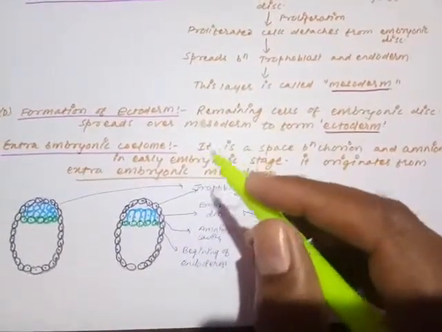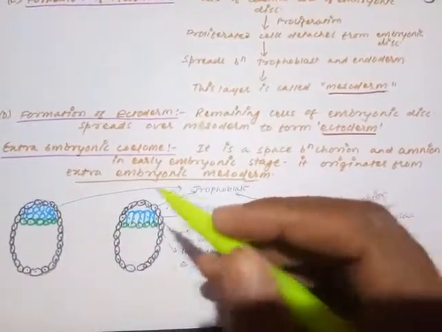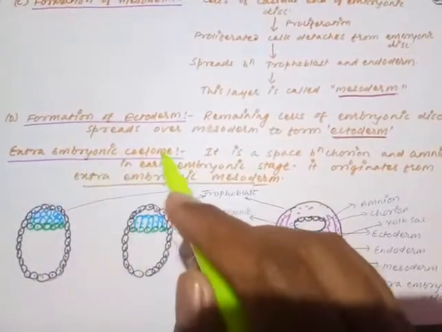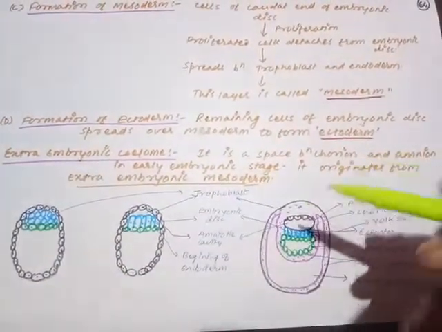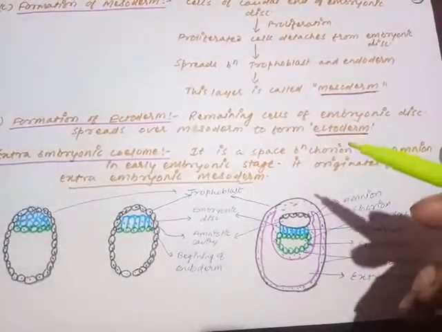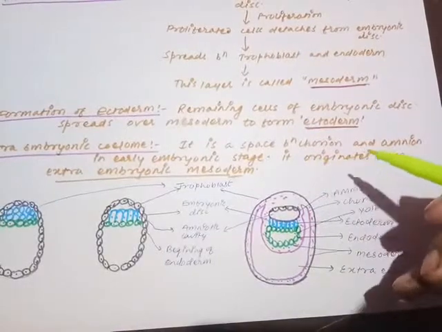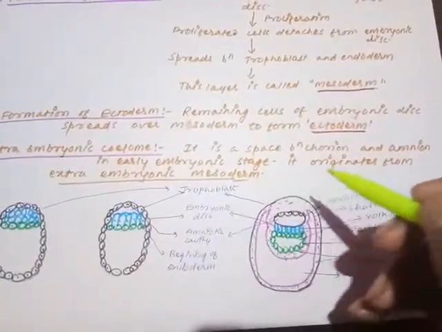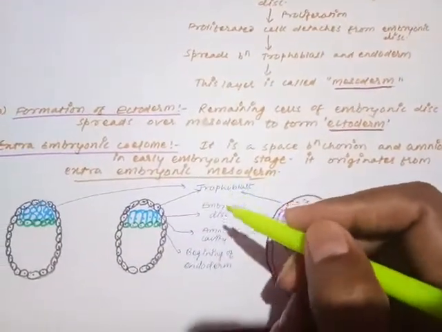The coelomic cavity is a vacant space which lies outside of the embryo. Extra means outside, embryonic means embryo, coelom means body cavity. So this is a cavity which is not present in the embryo, but it is present outside of the embryo. This is the space present between the chorion and amnion in the early embryonic stage, and it is originated from the extra embryonic mesoderm.